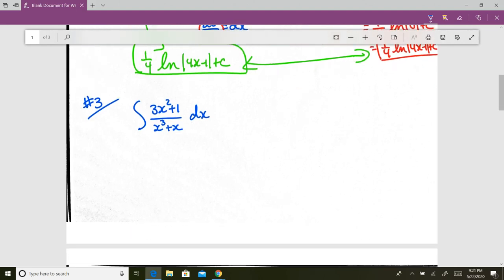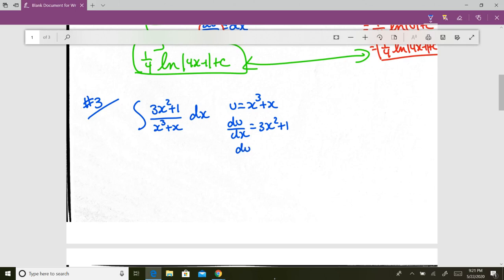Okay. All right. So we're looking at this. In your head, if you look at the bottom is a degree 3, the top is degree 2. Well, that looks like some sort of derivative of the bottom on top. So you can check it by doing u substitution. U is x cubed plus x. So du over dx would be 3x squared plus 1.